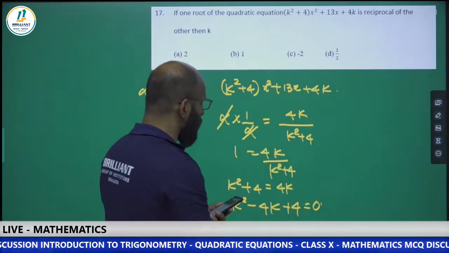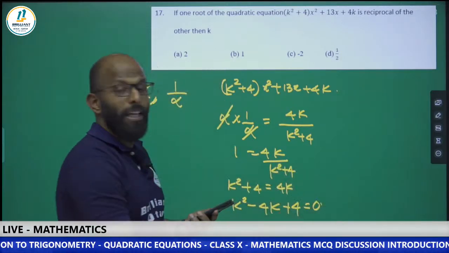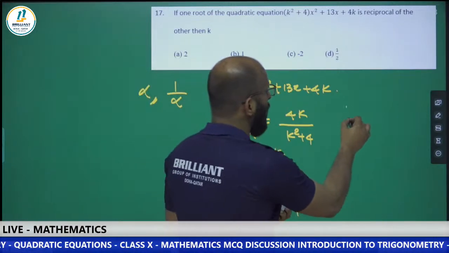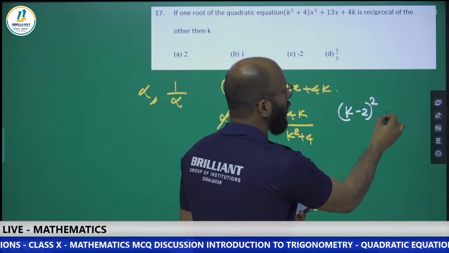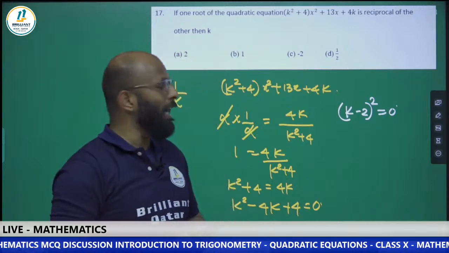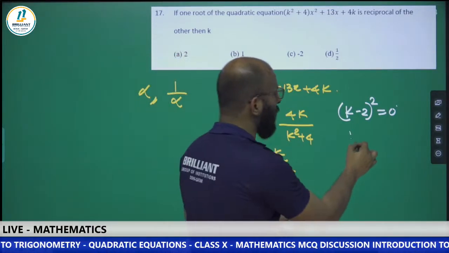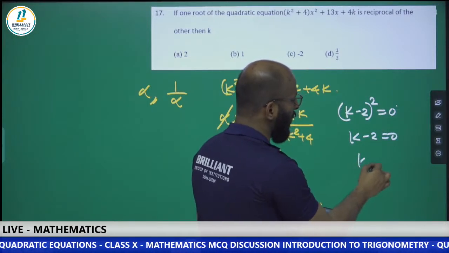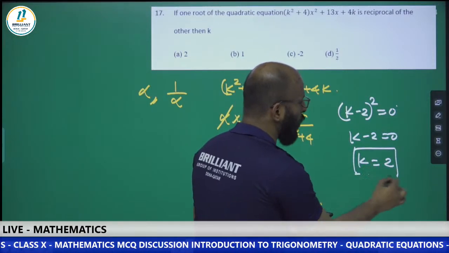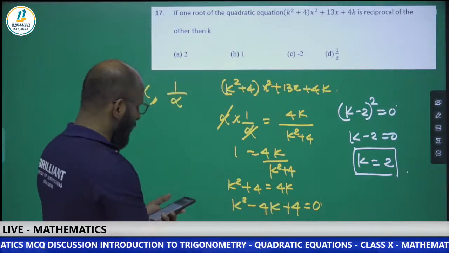It's a quadratic equation in terms of k, and easily you can factorize this one. This is k minus 2 the whole square is equal to 0. Therefore k minus 2 is equal to 0, k is equal to 2. So yes, option A is correct.